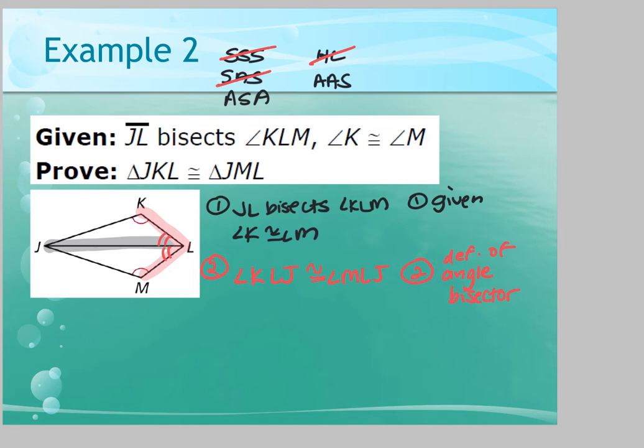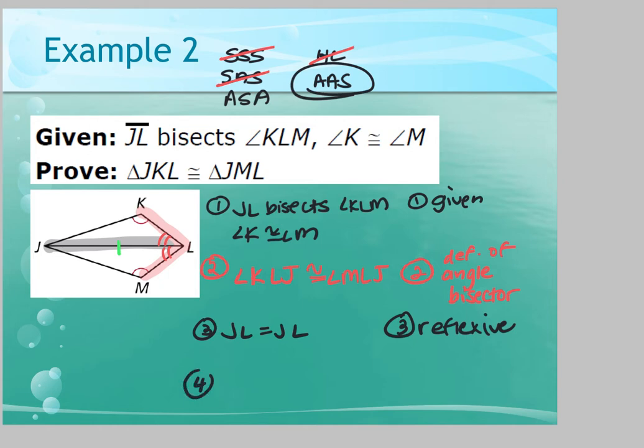Nick? We can use JL to equal to itself. Good. That's the reflexive side, right? So I can say JL equals JL, and my reason is reflexive. And now I've got 2 pairs of angles and the side. Is it the included side? Is it the one that connects the 2 congruent angles? That's how you know it's not, right? Which means it is angle, angle, side. Good. So triangle JKL is congruent to triangle JML. And my reason is angle, angle, side.